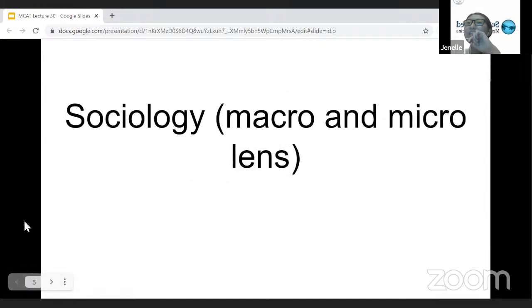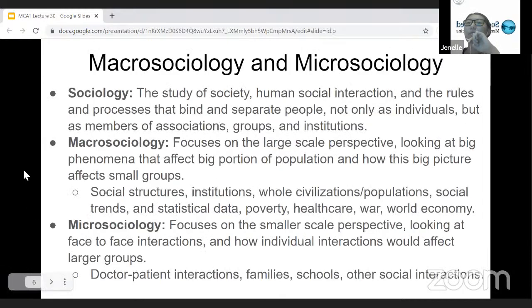So right now we're going into sociology from a macro and micro lens perspective. I just wanted to briefly review what sociology is, which is the study of society, human social interaction, and the rules and processes that bind and separate people, not only as individuals, but as members of associations, groups, and institutions. And many researchers in that field like to investigate these processes by a macrosociology perspective and a microsociology perspective.